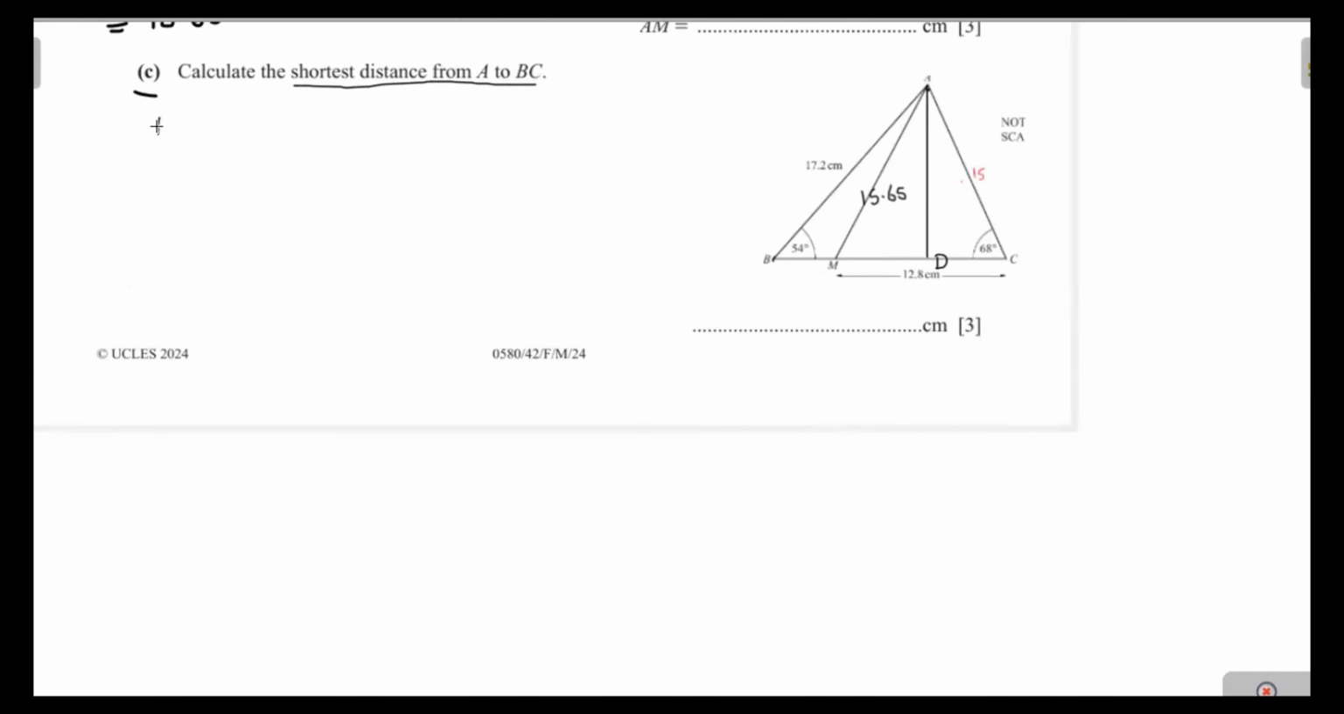You see here in the triangle ADC, this is a right angle triangle. To calculate the side, we will use the trigonometric ratio here. In the trigonometric ratio, the opposite side over the hypotenuse will be equal to sine 68, and the height will be equal to 15 multiplied by sine 68, and this will be equal to 13.9 centimeters. This is the answer.